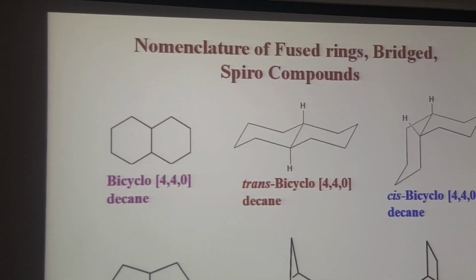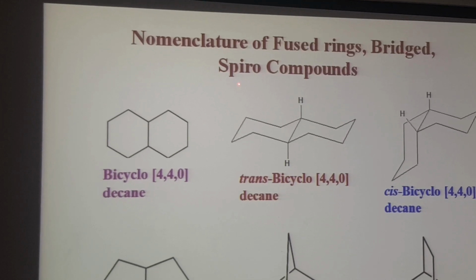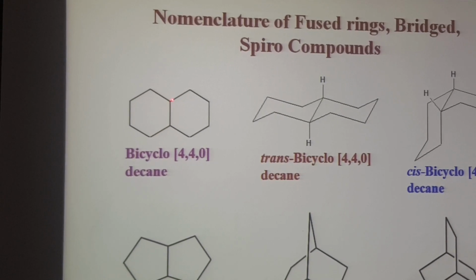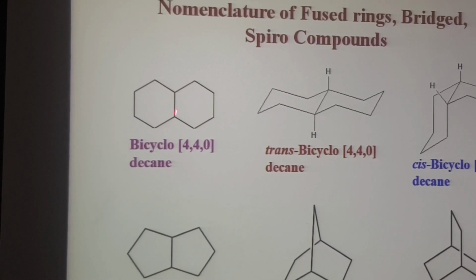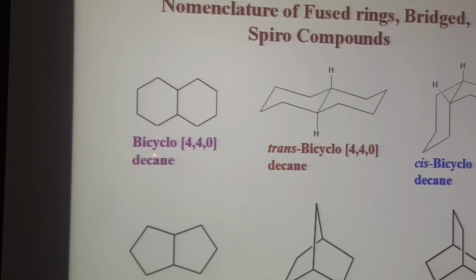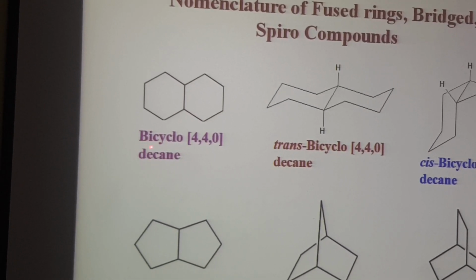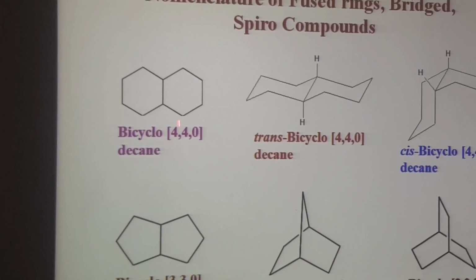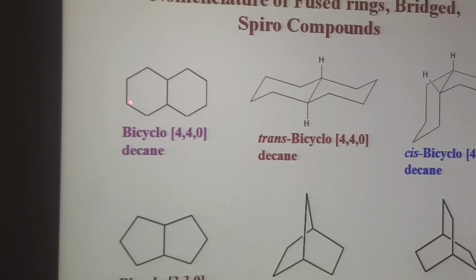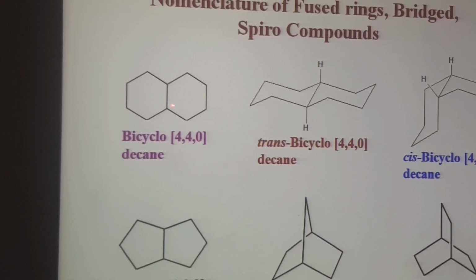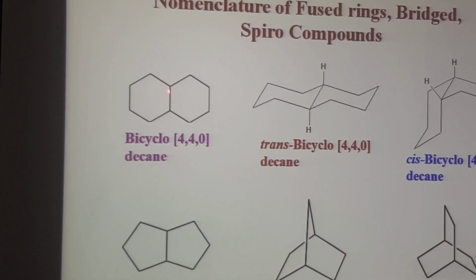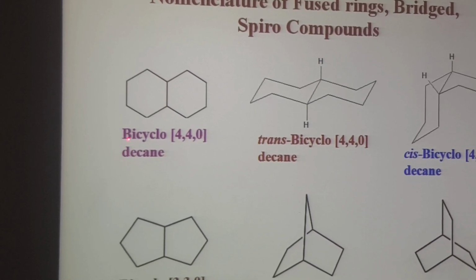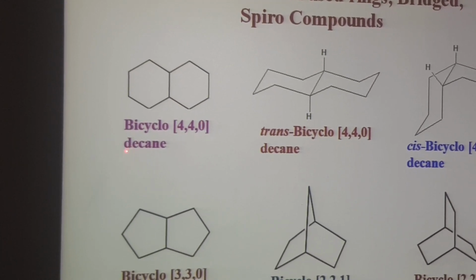So let's start with nomenclature of some fused ring, bridged and Spiro compounds. Fused ring, when two rings are fused with each other, so both these rings share these two carbons. So here name of this molecule is bicyclo. It shows that two cyclic rings are present. And 440, 4 for these 4 carbons, 4 for these 4 carbons. Okay, 440 means between these we don't have any bridge carbon. So this is known as bicyclo 440 decane.